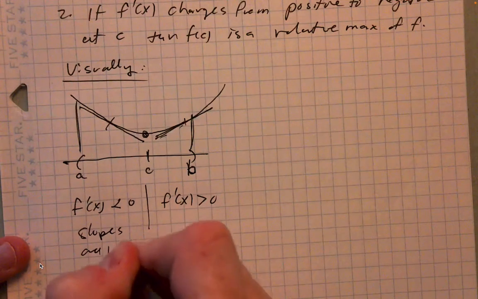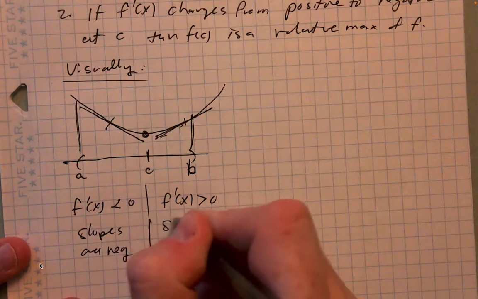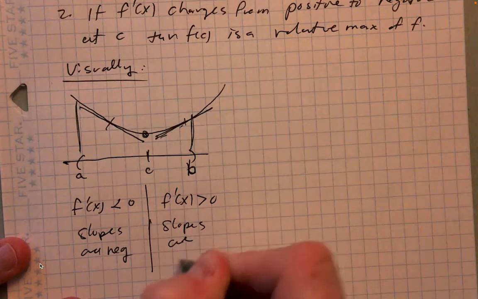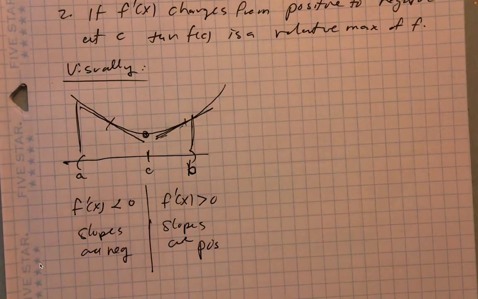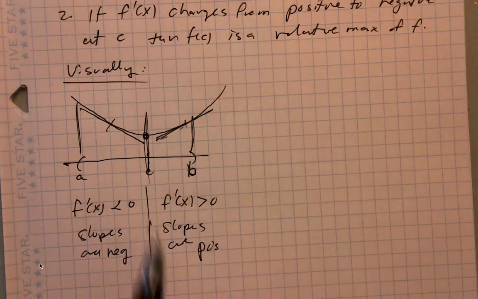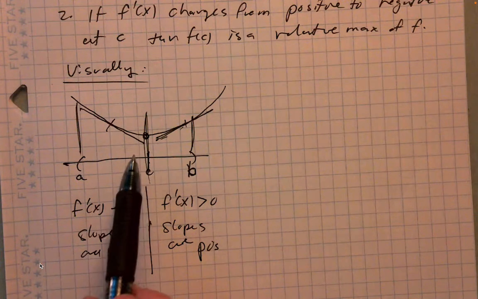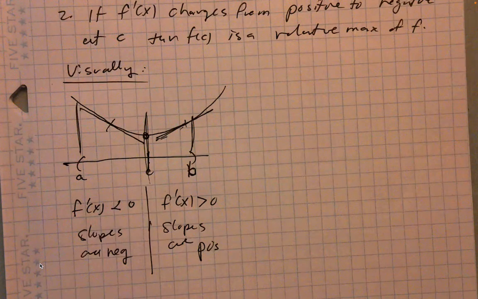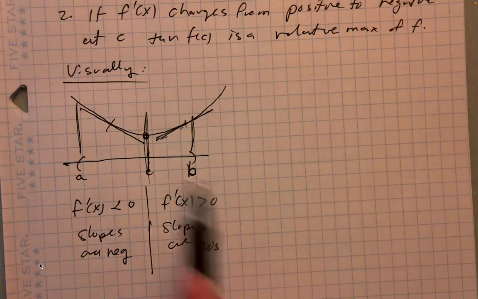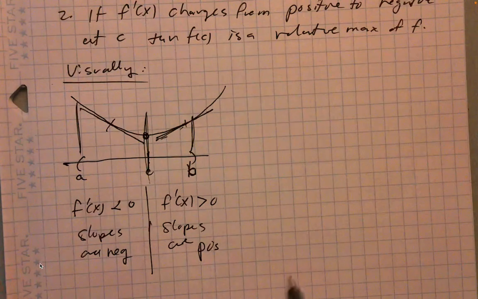Slopes are negative, slopes are positive. And so if that's the case, then what's right in the middle? Well, remember, c is a critical number of f. So it is naturally going to, in this case, be a minimum.